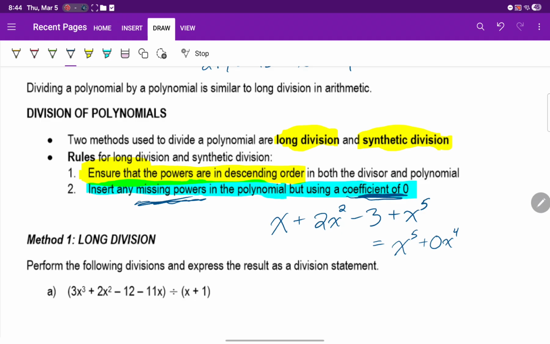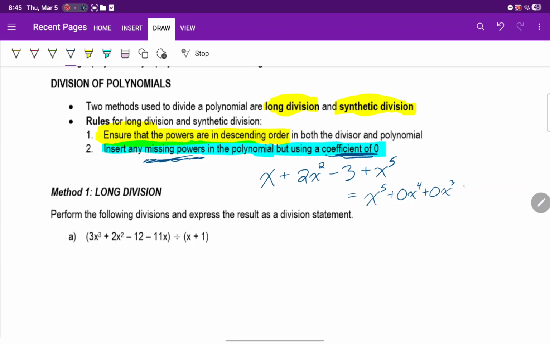Perfect. Now there's no x to the power of 3 in my original equation, so I'm going to go plus 0 x to the power of 3. I'm filling in the missing ones with coefficients of 0. Then I have an x squared, so I'm going to write plus 2x squared. I have an x, so I'm going to write plus x. And I have a minus 3. So this is written out in descending order with any missing powers written in with coefficients of 0. That's really important, 2 rules. If you ignore those 2 rules, you will not get these questions correct, okay?